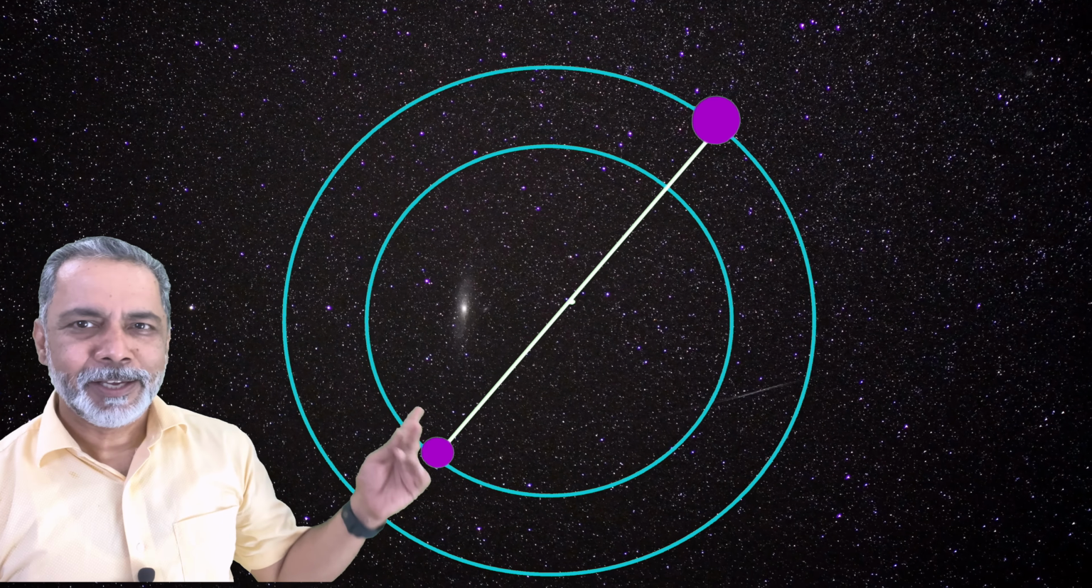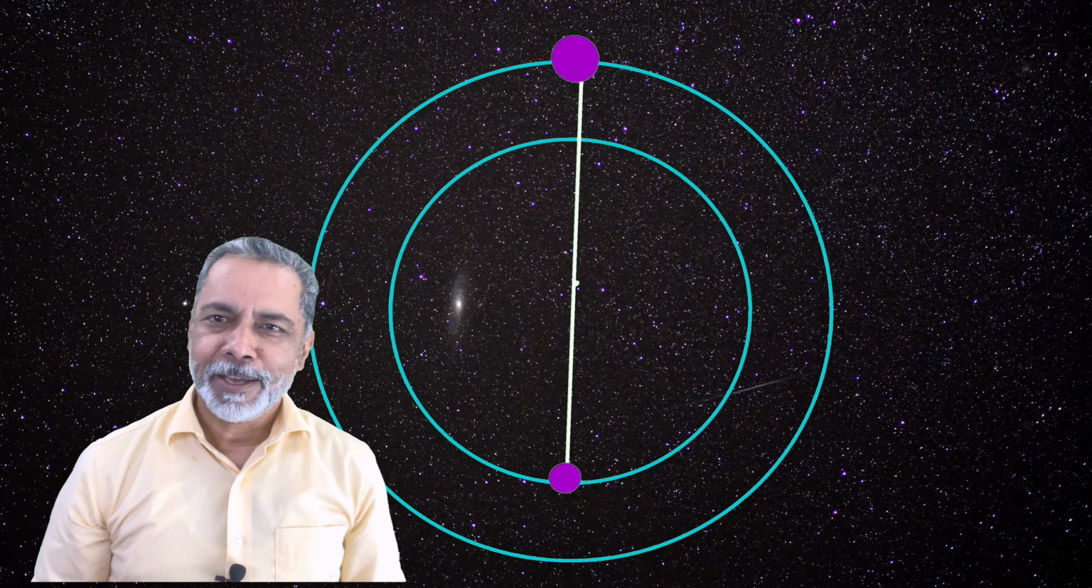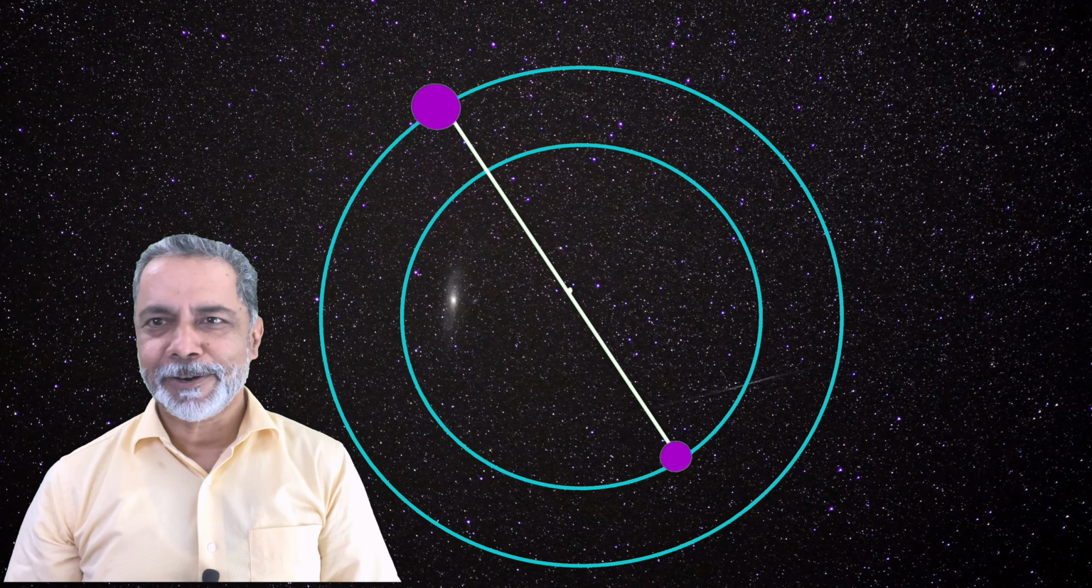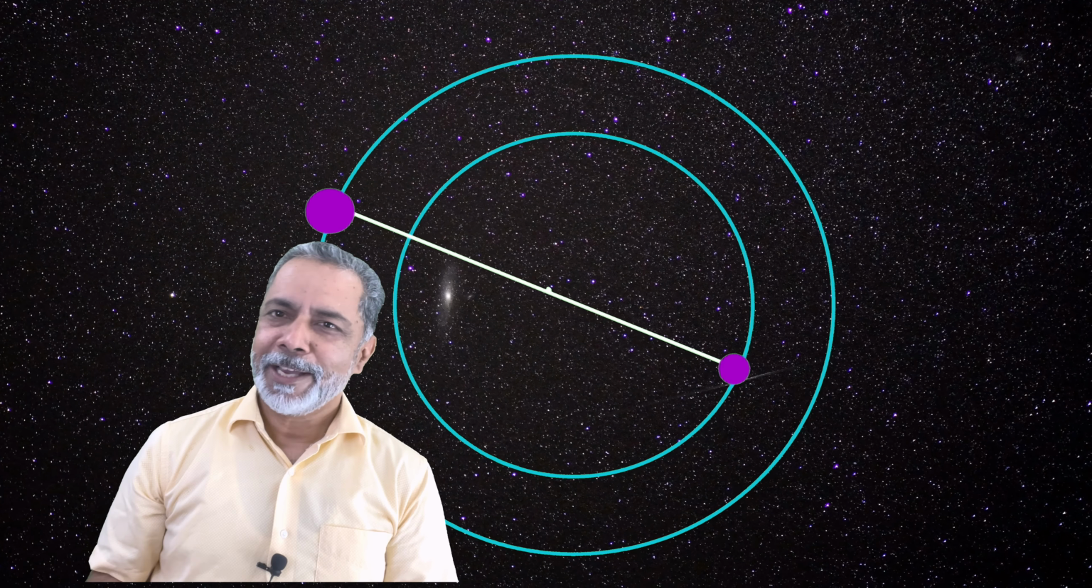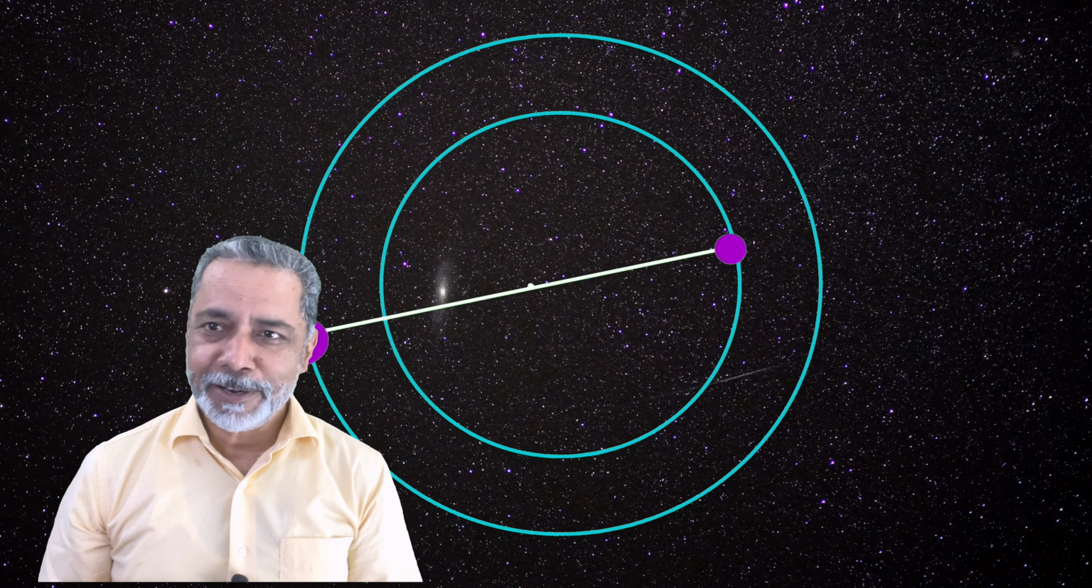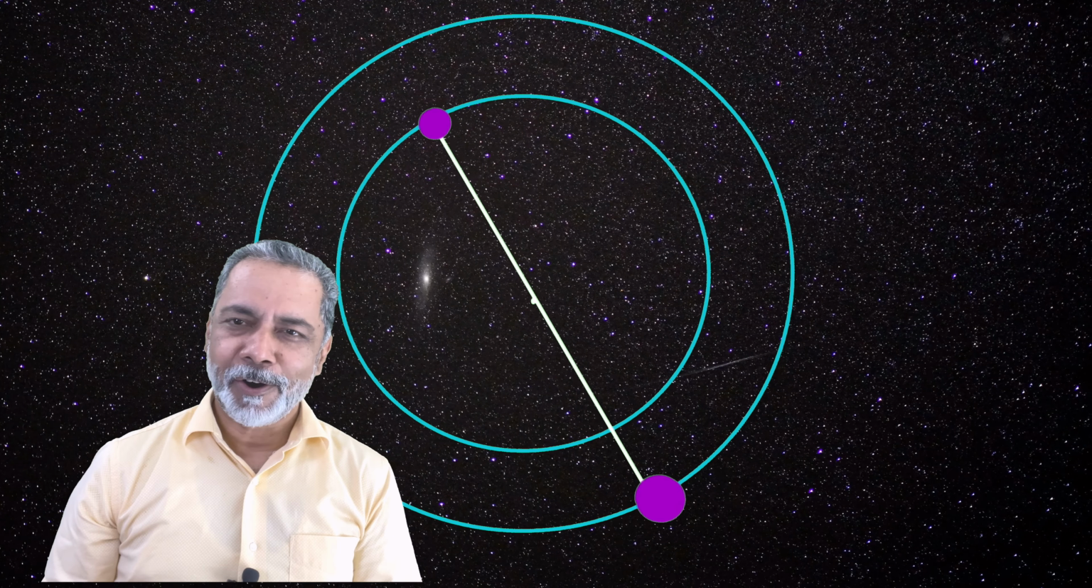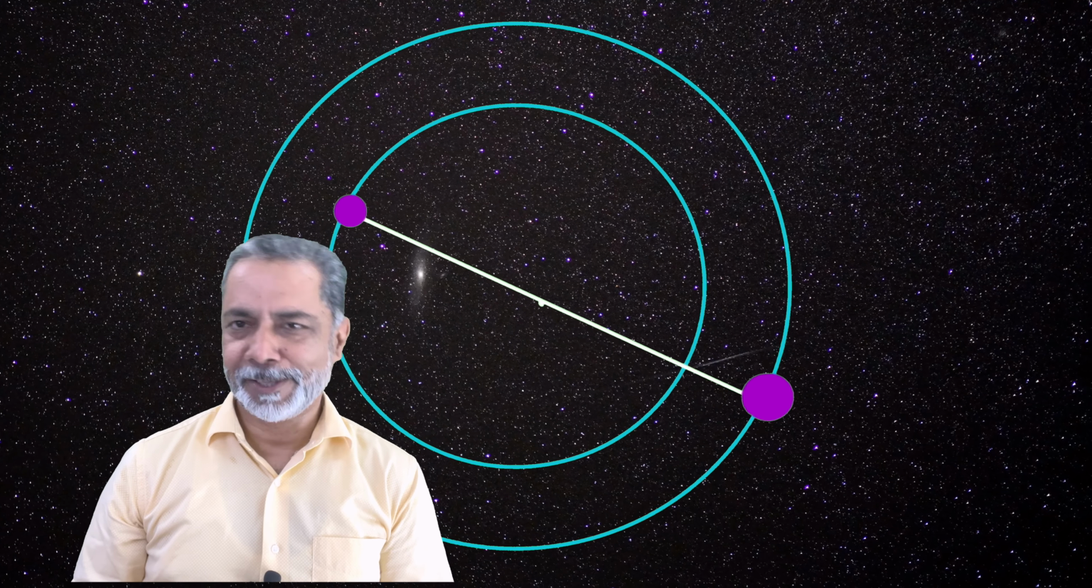Much the way you see these two stars rotate in the diagram. They are both rotating in concentric circles, and their center happens to be the common center of mass of these two stars.